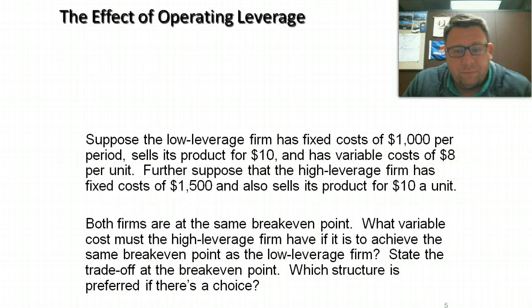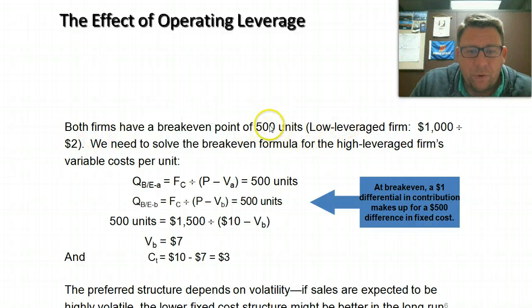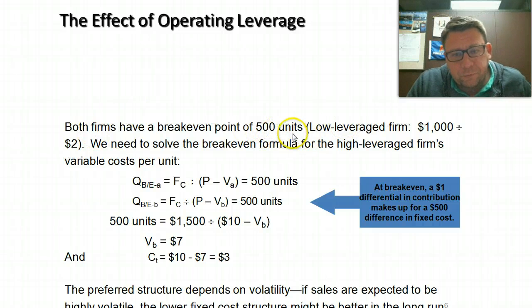Let's look at this goofy little problem. We just want to show that these two firms have the same break even. So let's assume the low-levered firm has a fixed cost of $1,000, and it sells its products for 10, and its variable cost is 8. So its contribution margin is 2. The high-levered firm's fixed costs are $1,500. It also sells its products at 10. Both firms have the same break-even point of 500 units.